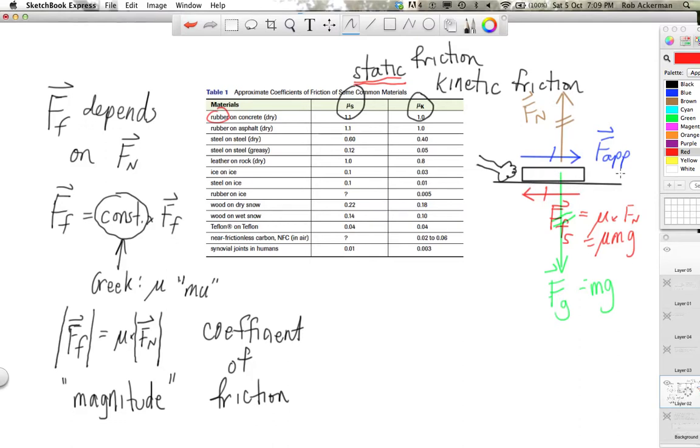Now you're going to be sliding across. There's going to be movement. So now you go to the kinetic friction coefficient, and we'd actually have to redo our calculation, our analysis of what's going on.